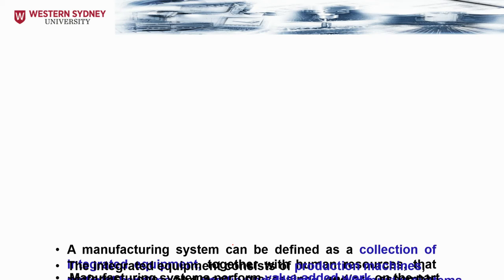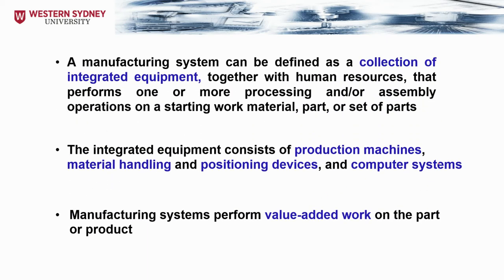So the manufacturing system can be defined as a collection of integrated equipment, together with the human resources, that perform one or more processing and/or assembly operations on the starting work material, part, or set of parts. The integrated equipment consists of the production machine, the material handling system, the processing devices, and the computer system. The manufacturing system performs value-added work on the part or product, because we take a raw material with a lower cost and then do the machining process on it to add extra cost as a profit.